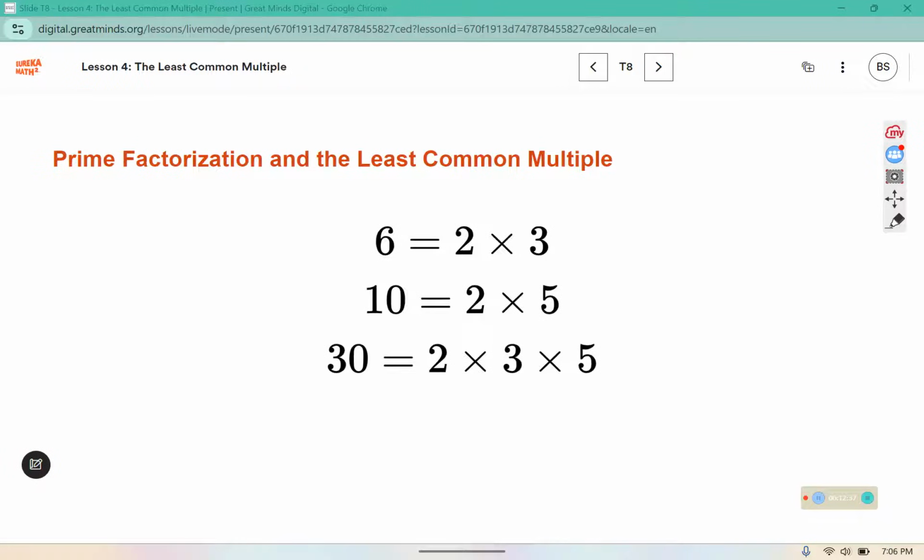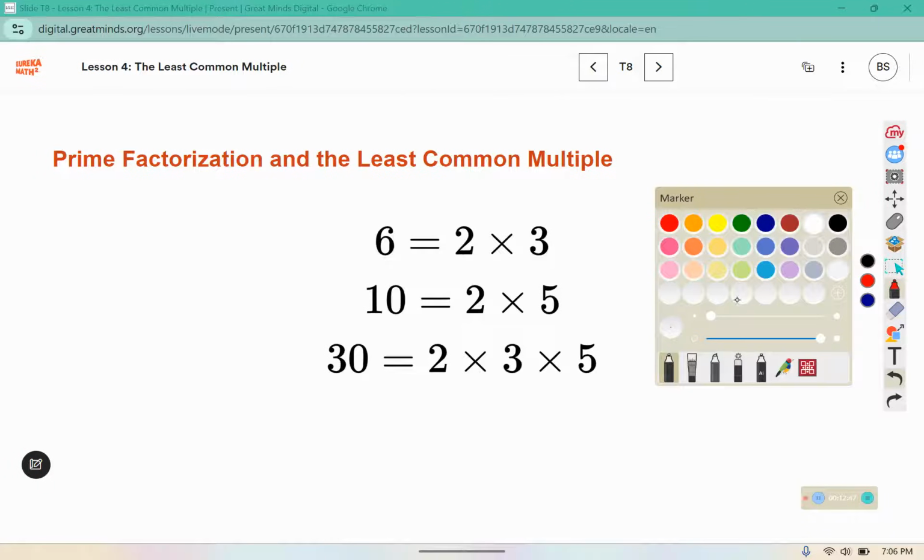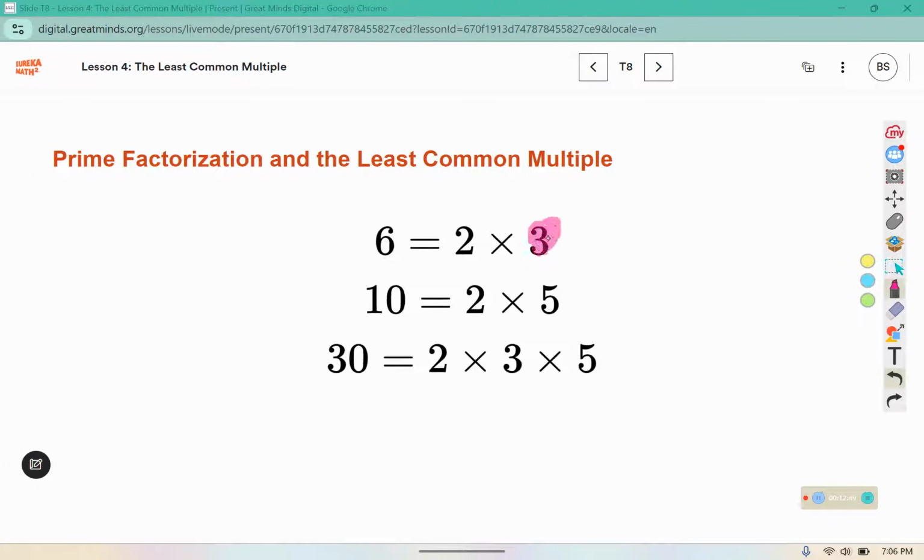In a previous problem, we saw that the least common multiple of 6 and 10 was 30. What do you notice about their prime factors? I see the 3 here, and the 5 here, but there's only 1 2 in that 30. That is because this is a common factor, so we only need one of them.